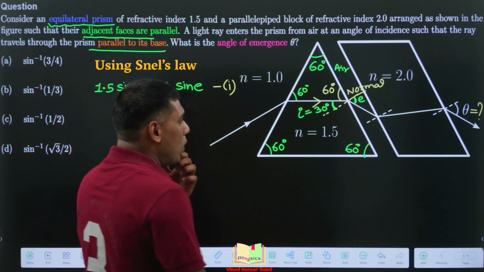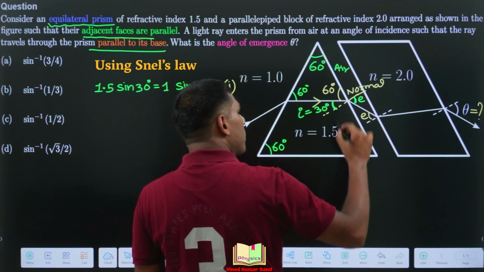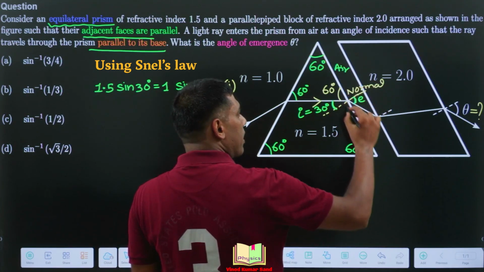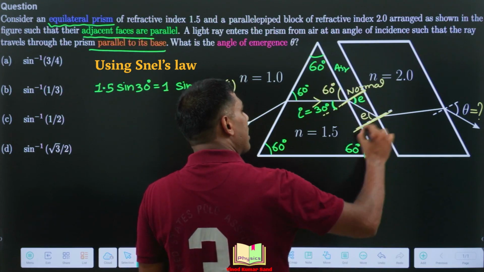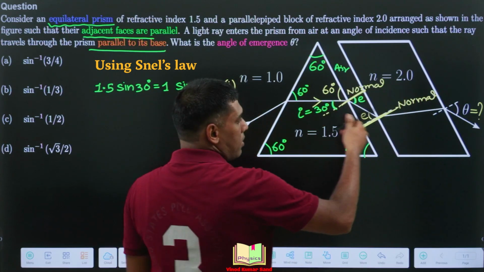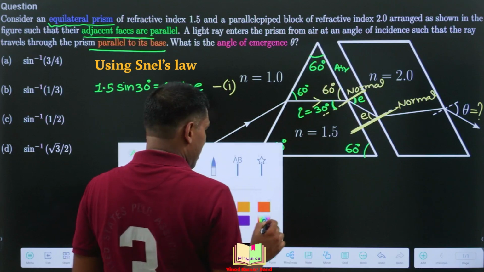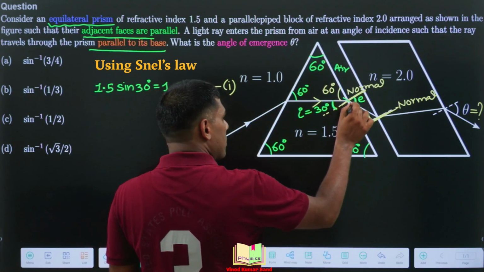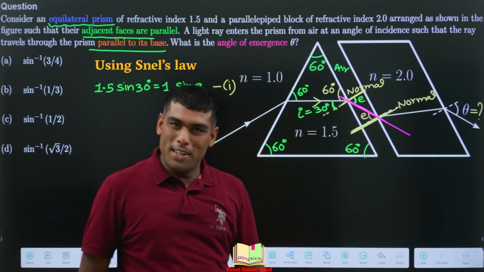Now we look carefully. If this is E, this should also be E. Can you see the alternate angles? This line is a normal. This line is also a normal. These two lines are normals. And then a straight line cuts like this. Let me draw it with another color. This is a straight line cutting. So this angle and this angle should be same.